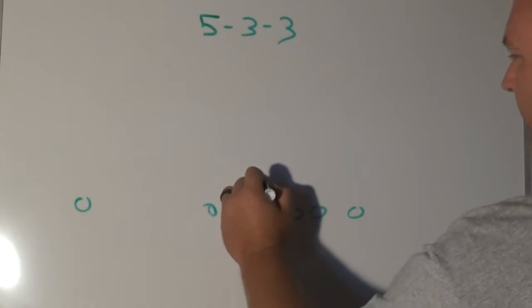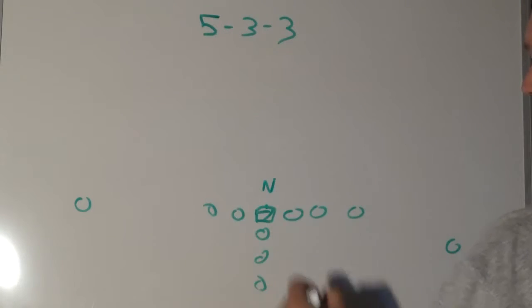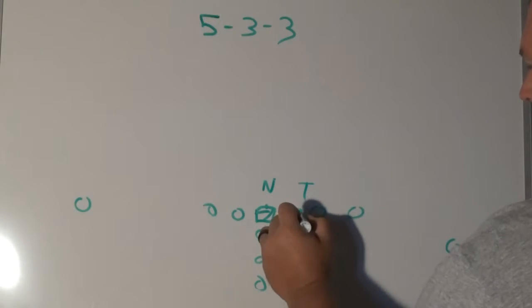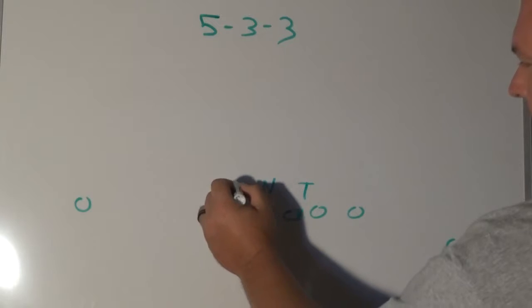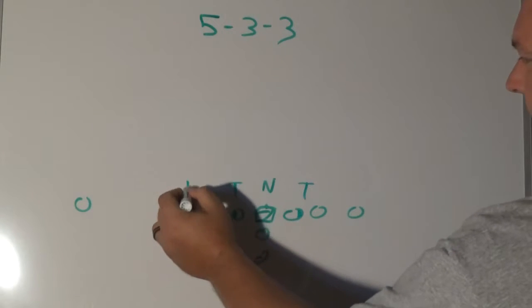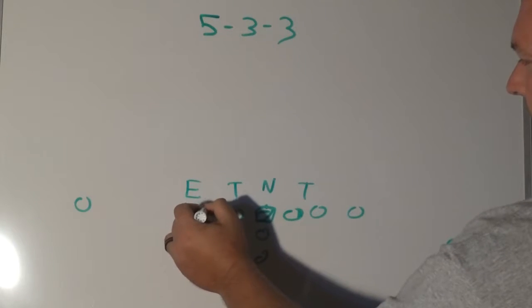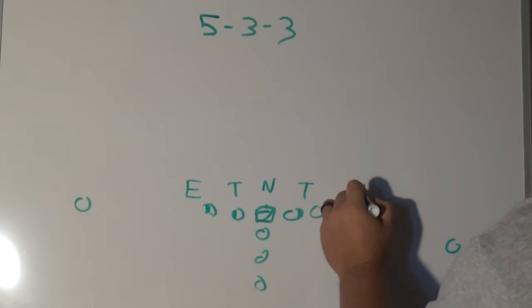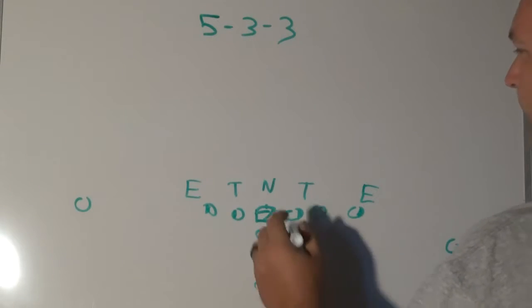Defensively, we will have a nose guard that is right on top of the center. Our tackle is going to be on the outside shoulder of the guard. Our defensive end is going to be on the outside shoulder of the last guy on the line of scrimmage. So on that side it would be a tackle, this side it would be a tight end.